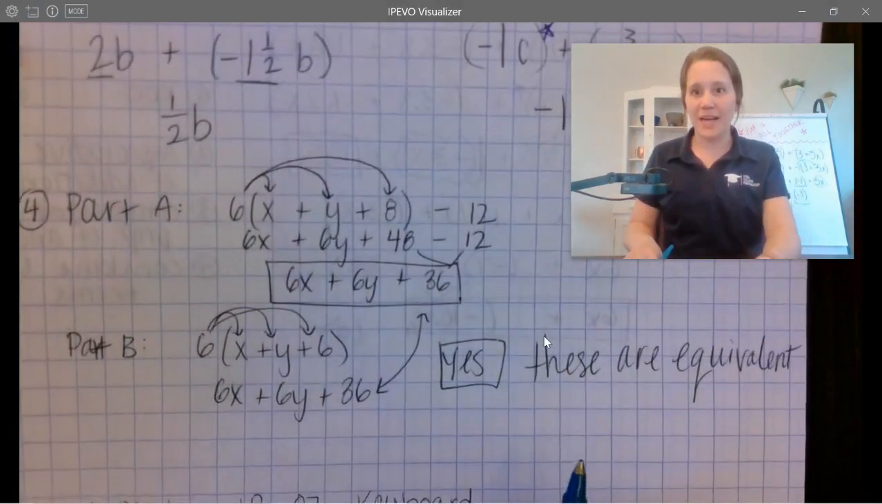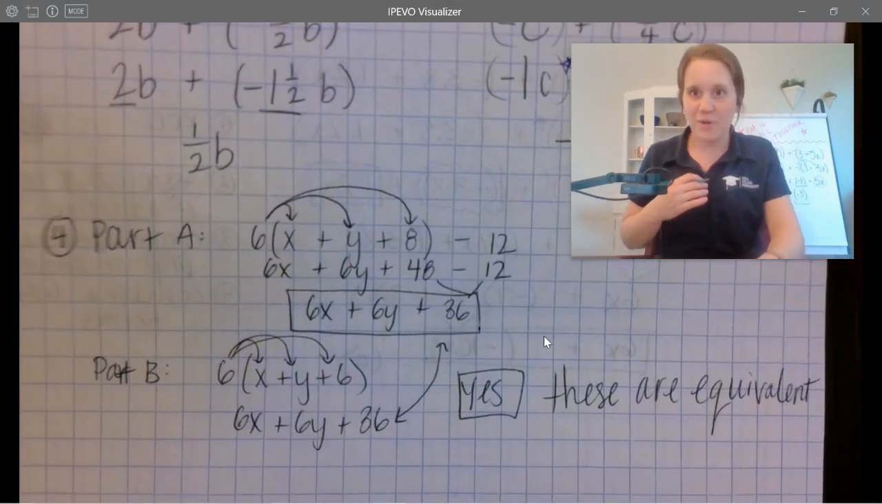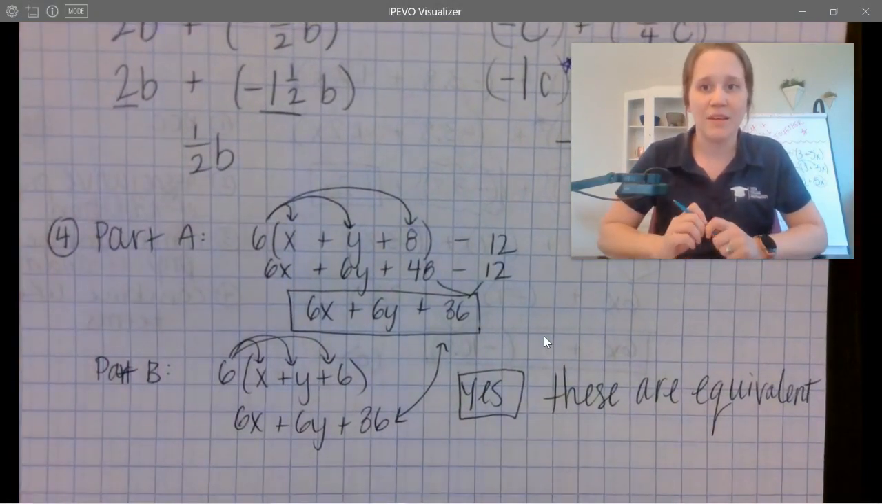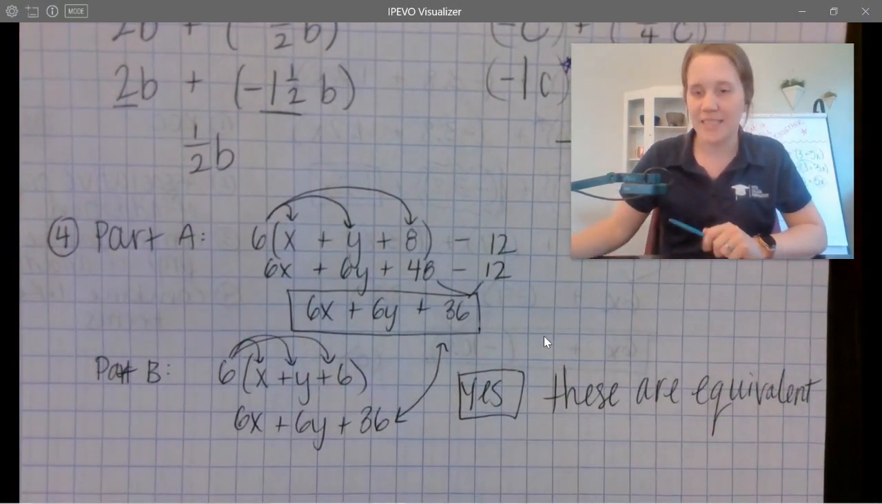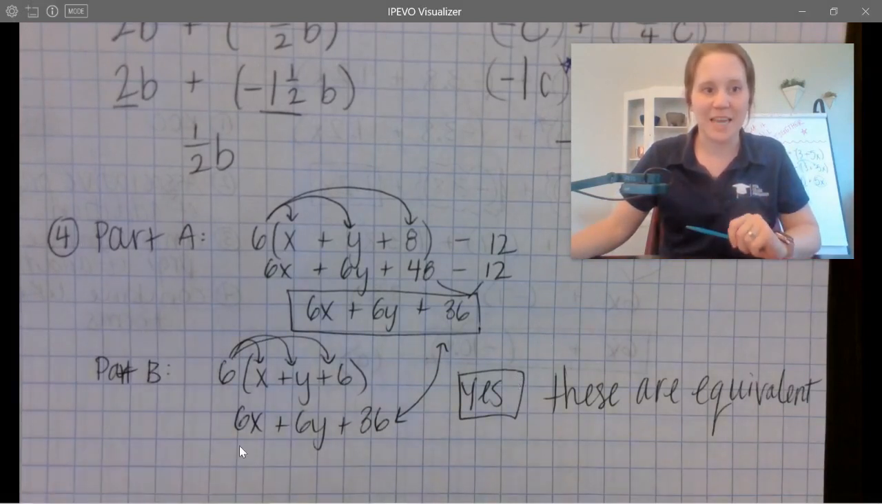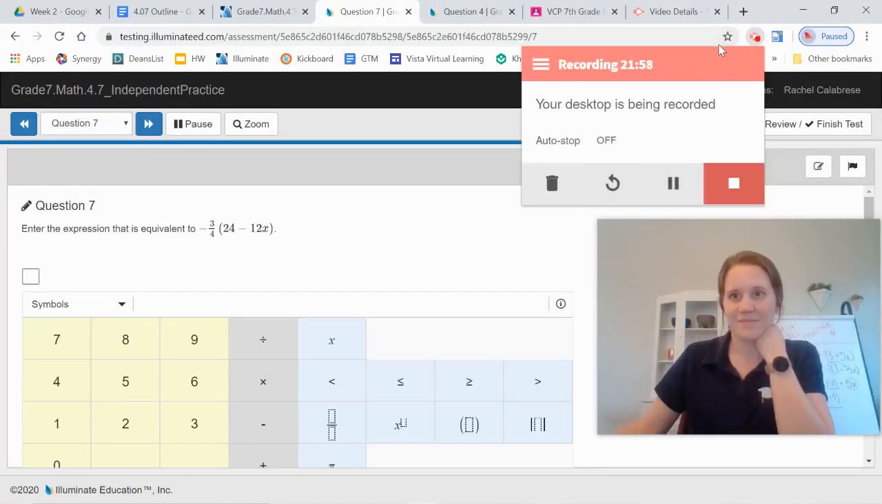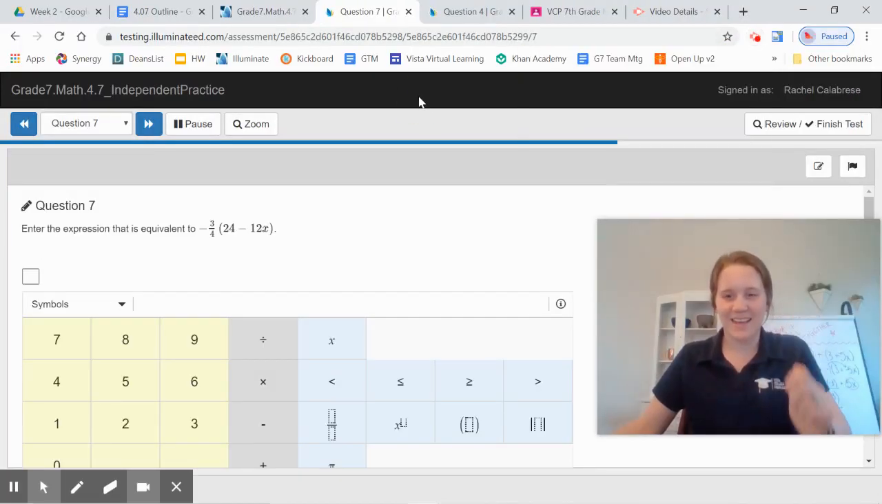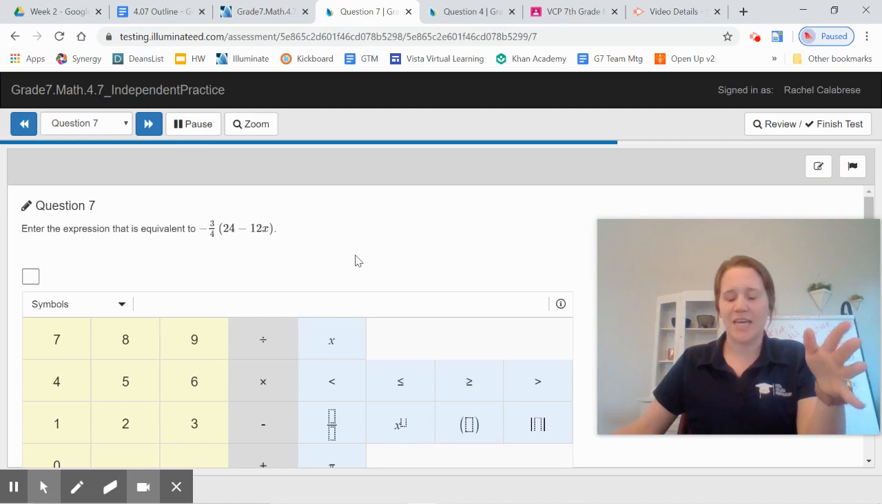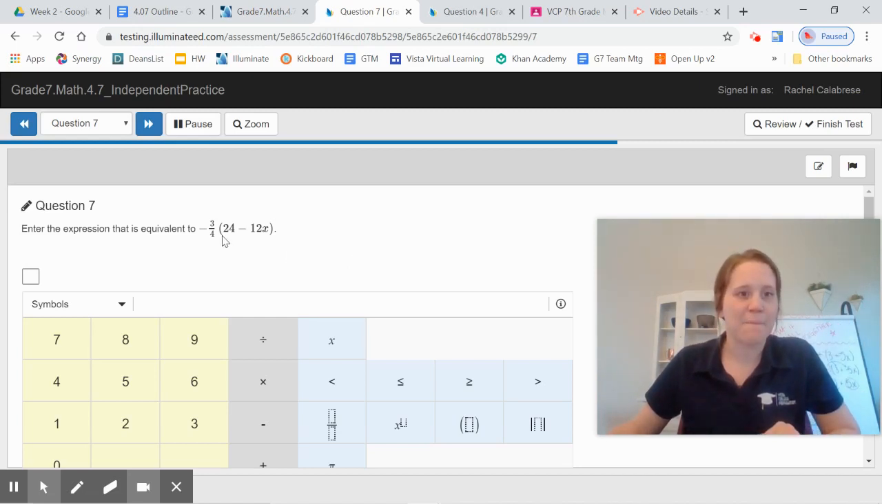All right, folks, that's it for guided practice. I did want to just give you a preview for your independent practice today. I'm going to switch over to that assignment. One moment. All right, I think we're back. Here is the independent practice assignment that you'll do today. I just wanted to preview this question because it's got a funky keyboard that we haven't used before.